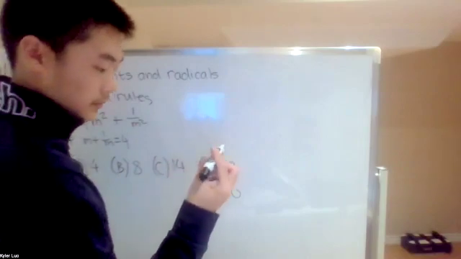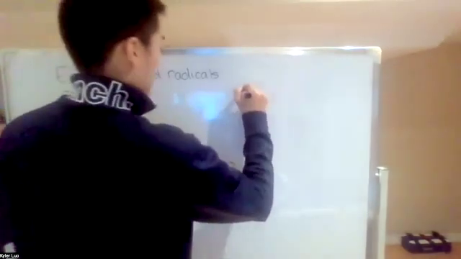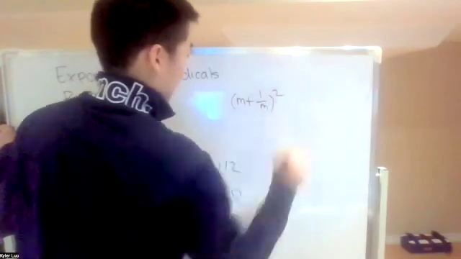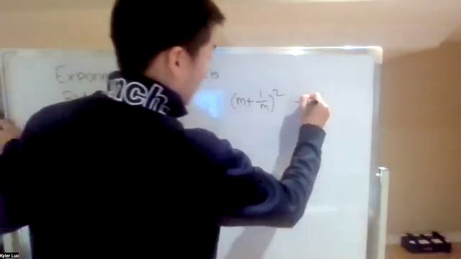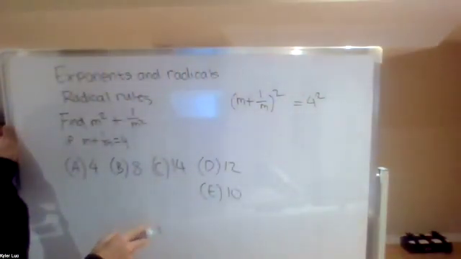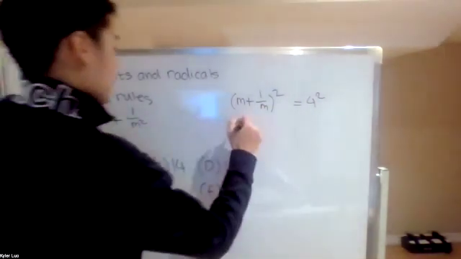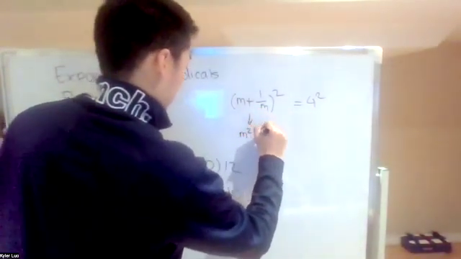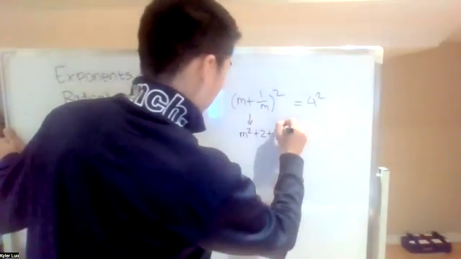So first of all, do m plus 1 over m squared, like in brackets. M plus 1 over m squared, yes. And that's equal to 4 squared. Equals to 4 squared, yes. And then m plus 1 over m squared is equal to m squared plus 2 plus 1 over m squared, equal to 16.